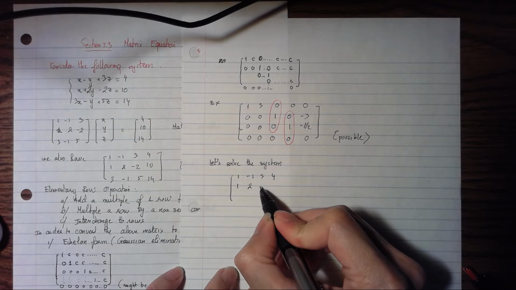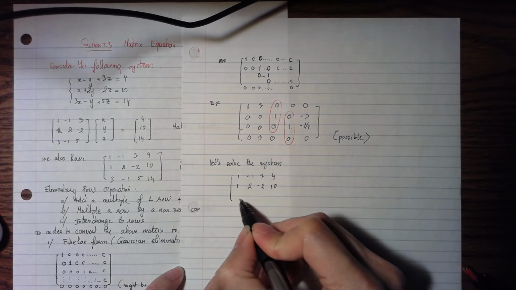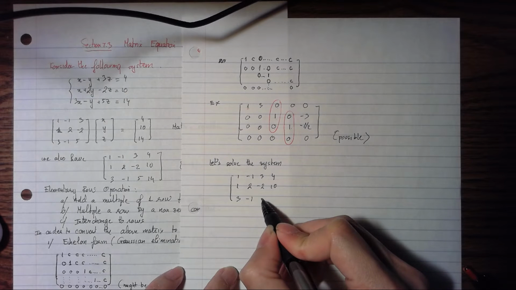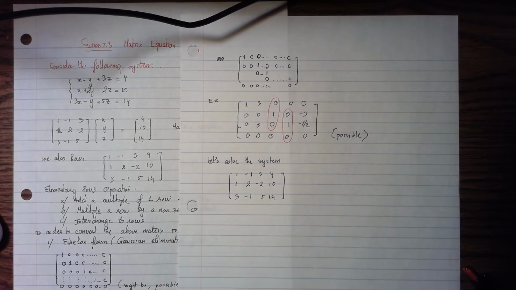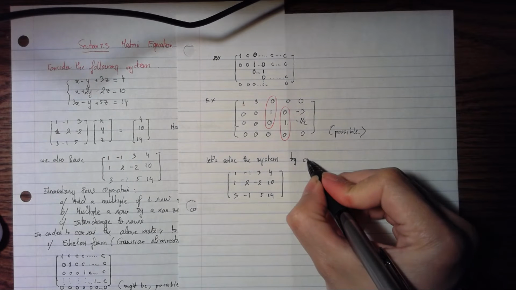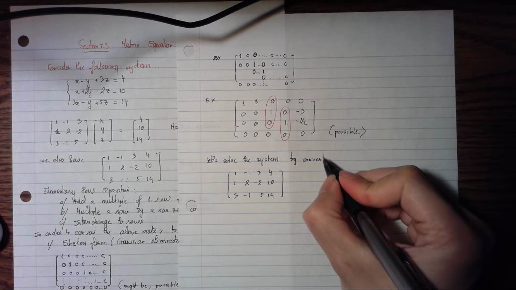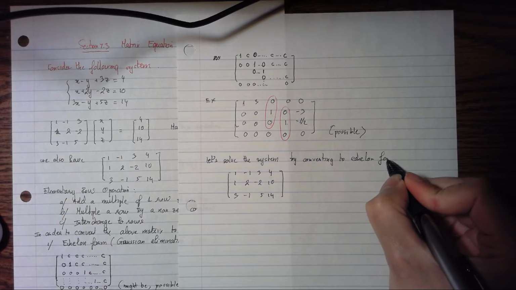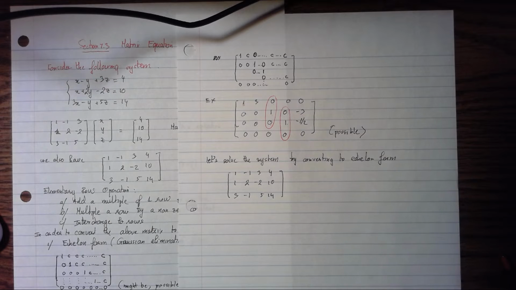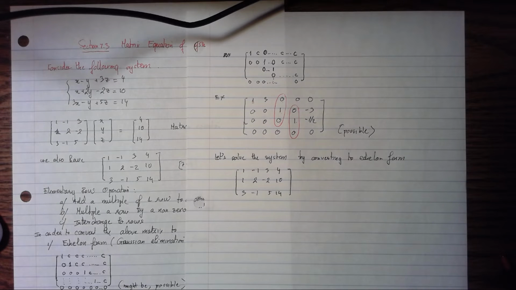So I'm going to convert this matrix to echelon form. Converting to reduced row echelon form would be fine, but echelon form would be good. Well, it depends on the question. On the test, I may ask you to convert it to echelon form or reduced echelon form. But let's solve the system by converting to echelon form, I mean Gaussian elimination form. Alright. How are we gonna do that?